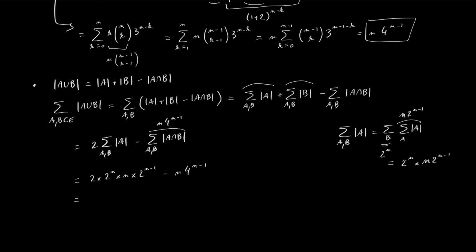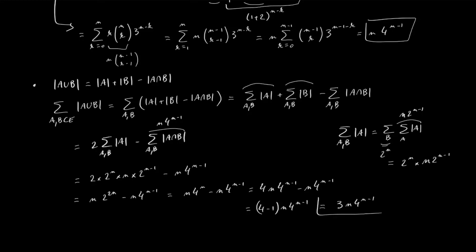This can be simplified to n multiplied by 2 to the power of 2n, minus n 4 to the power of n minus 1. This is equal to n 4 to the power of n minus n 4 to the power of n minus 1, which is equal to 4n 4 to the power of n minus 1 minus n 4 to the power of n minus 1, which is equal to 4 minus 1 n 4 to the power of n minus 1. And finally, we have this equal to 3 n 4 to the power of n minus 1.